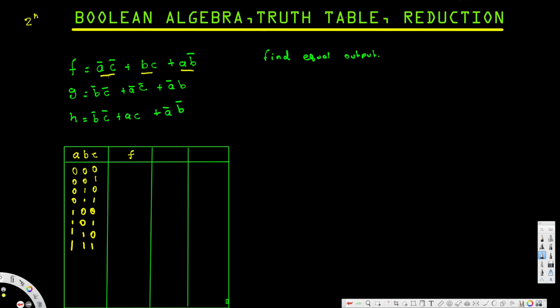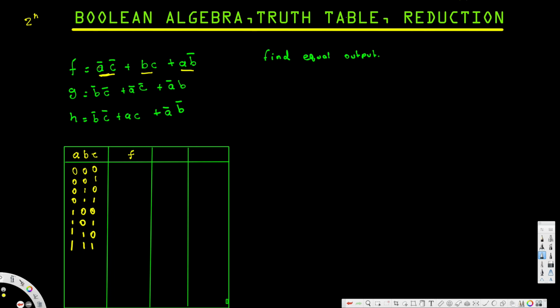So if one of them is 1, we will get a 1, because all these 3 are ORed, so we have to have 1. But in each of these, the 2 terms are ANDed, so these 2 have to be 1 in order to get 1 for this one, and for this one b and c have to be 1 in order to get 1, and for this one a and b bar should be 1 in order to get 1.